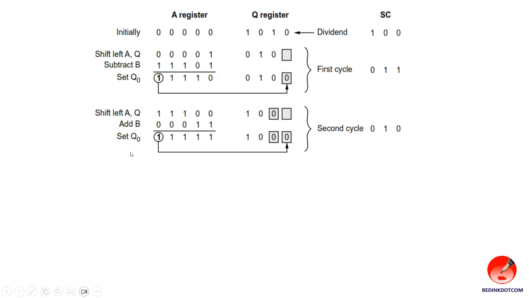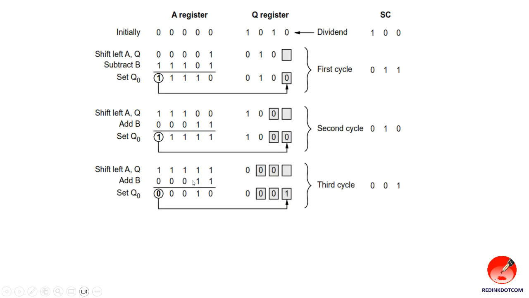So I remove this 1, then I write this 4 1 here. Then I shift this 1 into this position, 0 into this position, 0 into this position, and 0 into this position. Q0 becomes empty. Now I check the sign bit of the A register, it is 1. So I add the divisor value and get this result. Again I check the sign bit of the A register, this is 0. So I put 1 in the Q0 position. So the third cycle is over. Now the sequence counter value becomes 1. Then I go to the next cycle.